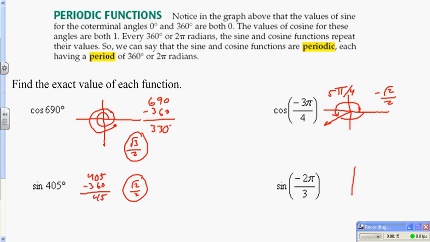Same with negative 2 pi over 3. That will take you to here. If you look at that the other way, that would be the same as 4 pi over 3. And the sine of 4 pi over 3? Negative root 3 over 2.